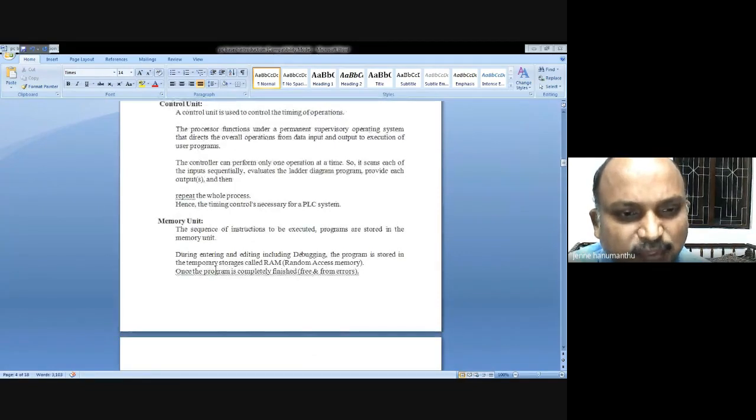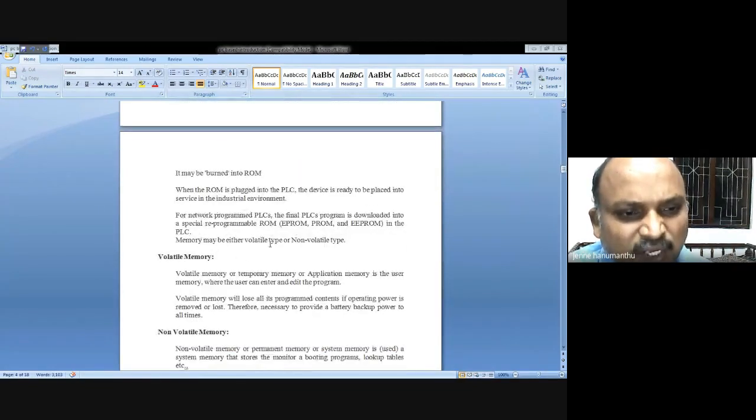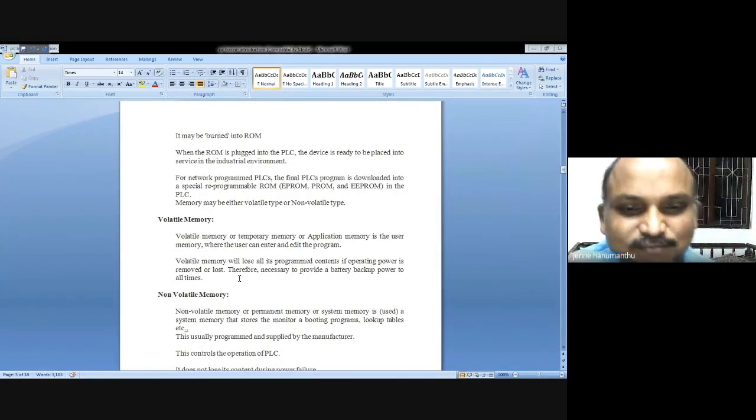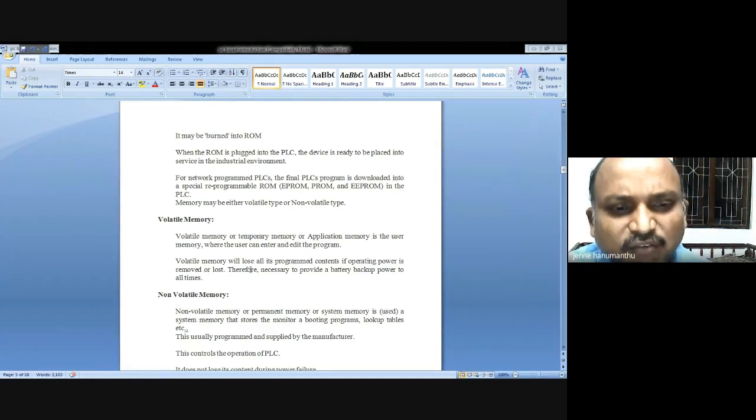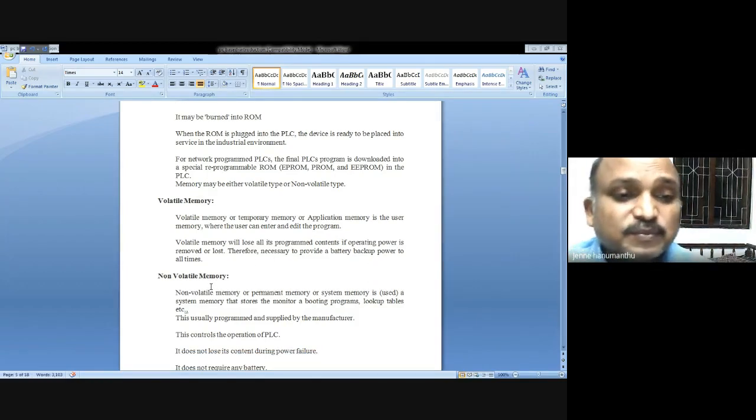Memory unit is also covered, right? And see that volatile memory or temporary memory, right? Volatile memory will lose all its program content if operating power is removed or lost. That's called volatile. Therefore it is necessary to provide a battery backup power at all times. So definitely, as in the first statement, there should be no power fluctuation and there should be no memory loss.